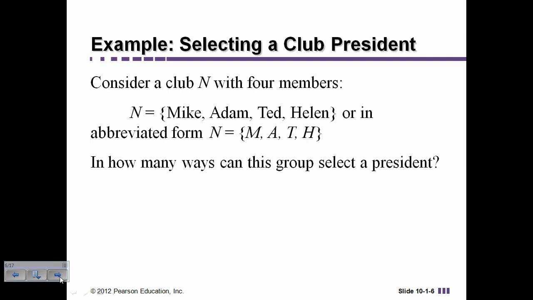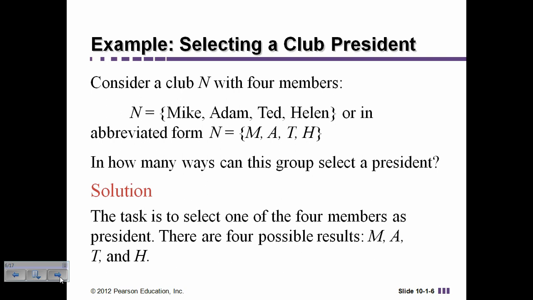Another example is again selecting a club president. If there are 4 people in the club, then the set of people is M, A, T, and H, representing the people's names. How many different ways can this group select a president? Well, Mike can be the president, or Adam, or Ted, or Helen, but they cannot all be president at one time. So there are 4 different ways that this group can select a president.